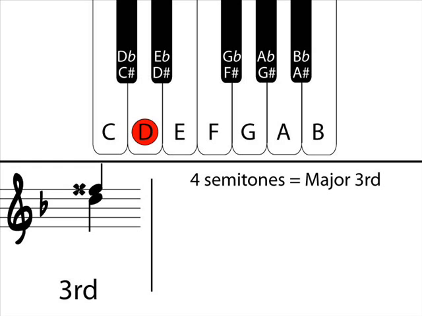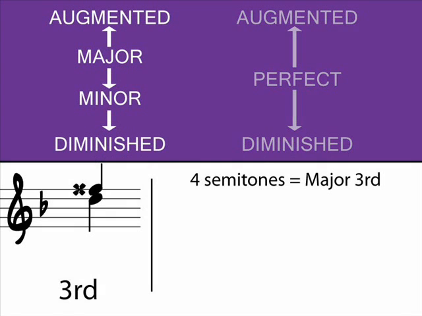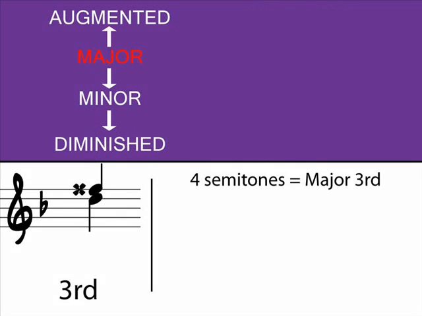Let's count the semitones from our interval. D to D sharp is 1. To E is 2. To F is 3. To F sharp is 4, and to F double sharp is 5. Therefore, our interval is 1 semitone larger than a major interval. It is therefore called an augmented interval. Add this name to the number we've already calculated, and it becomes an augmented third.